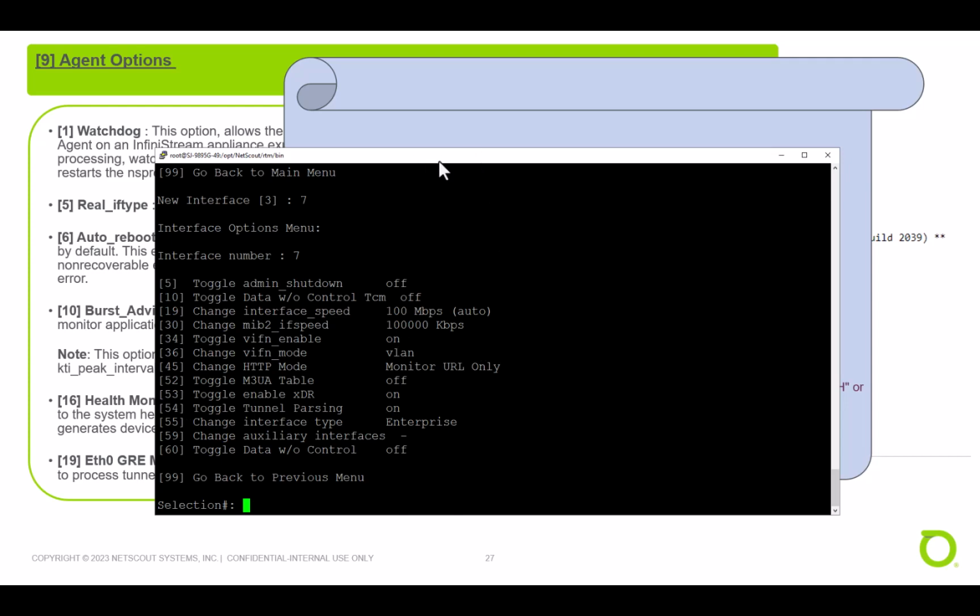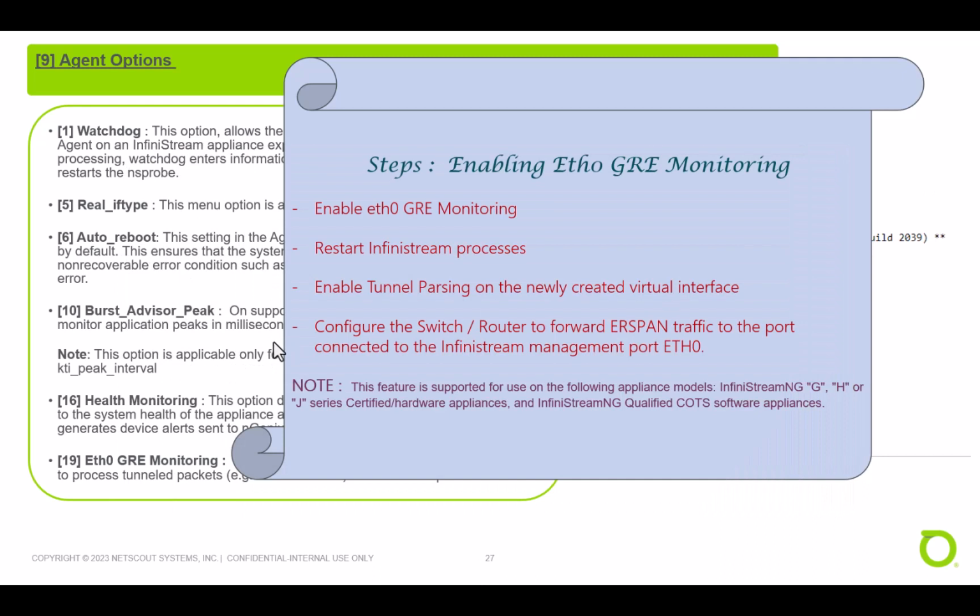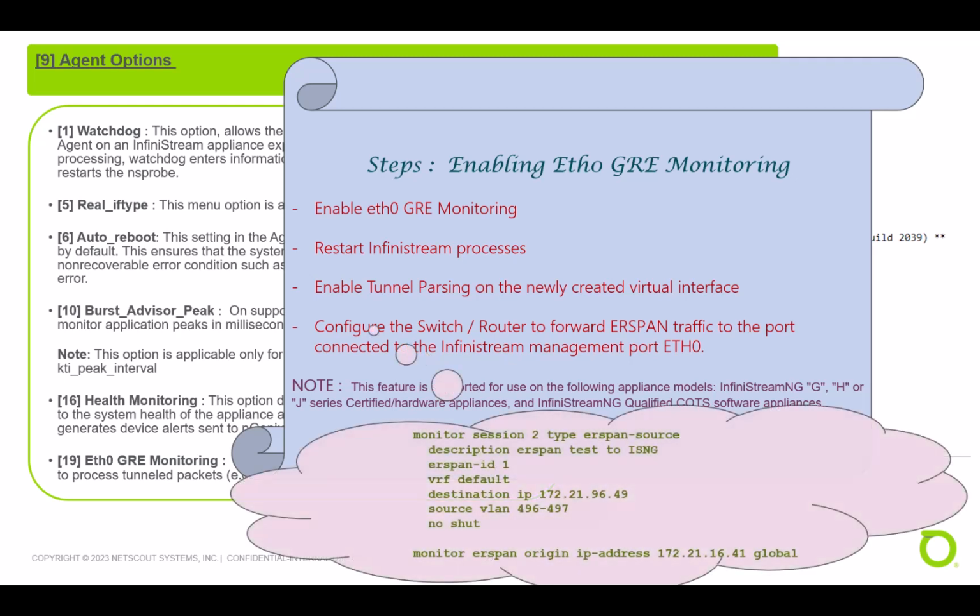So we know that it's already turned on and we already restarted. The next step is to configure the switch or router to forward ERSpan traffic to the port configured to the InfiniStream management port Eth0. This part, in a lot of cases, we're going to have a network guy actually configure for us. So here's an example of the configuration that we can do on a switch. Here's my IP. The destination IP is my InfiniStream management port. That's where the traffic will fall into. All right, looks like this is already configured in my switch.